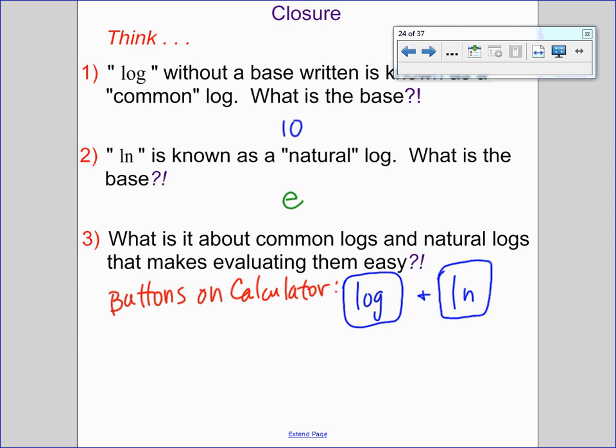I spent a lot of time drawing that picture. Okay, don't knock it. Don't make fun of it. Look at that. They get their own buttons on the calculator, so we can evaluate.